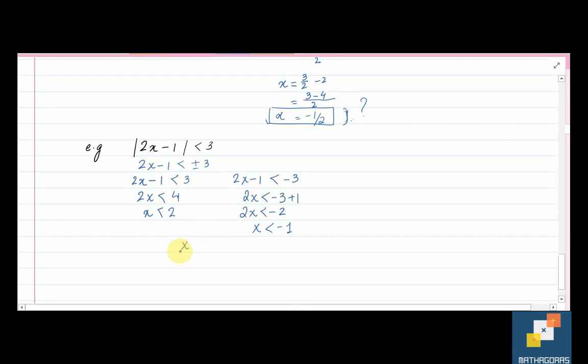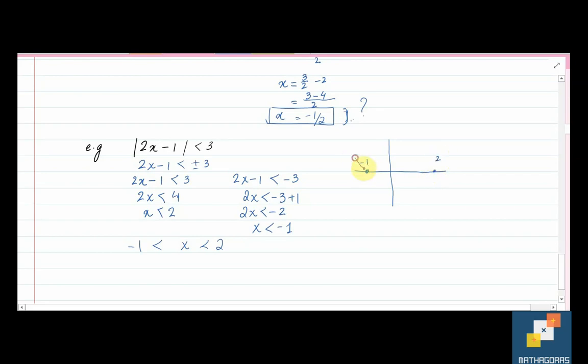It will be greater than minus 1 and less than 2, right? Now why am I saying that it is greater than minus 1 and less than 2? We have studied this in quadratic graphs. Suppose that we have values of x, one is negative 1 and the other one is 2.